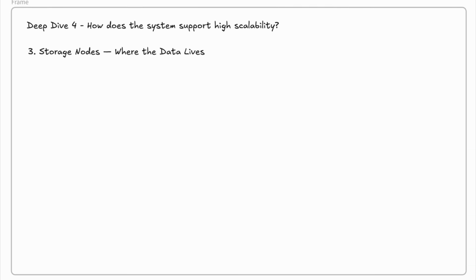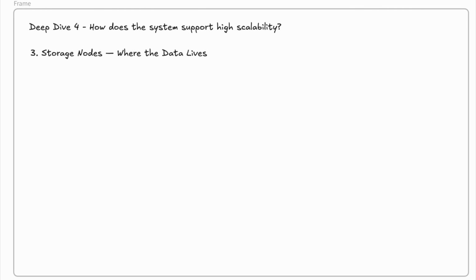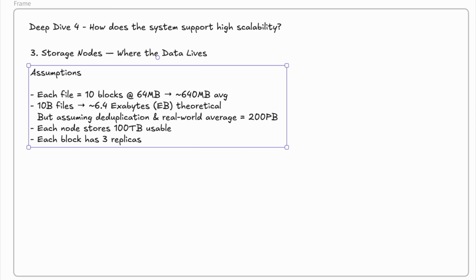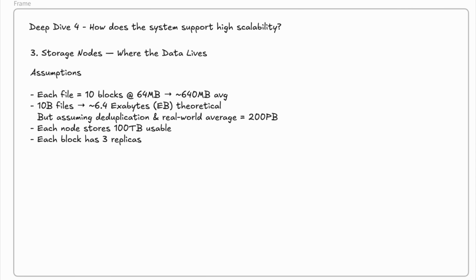3. Storage nodes, where the data lives. Now let's talk about the workhorses, the storage nodes. Here's a reasonable assumption set. Each file equals 10 blocks at 64 megabytes, which is about 640 megabytes per file. So 10 billion files is about 6.4 exabytes of raw data.